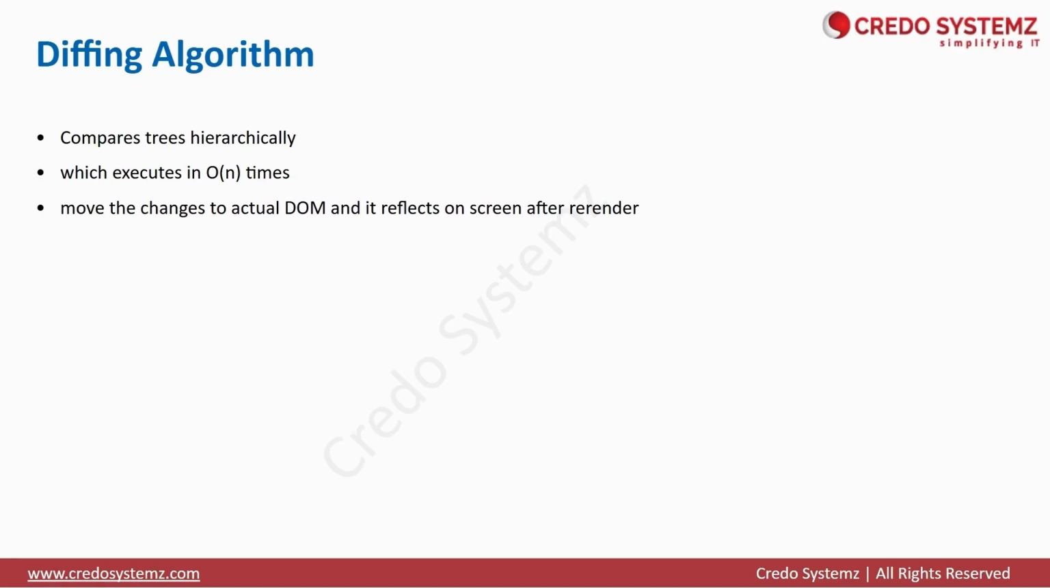Once that comparison happens, the changes are applied to the actual DOM as a batch update, and then the re-render happens on the browser side, and the screen reflects the changes. And that's what the diffing algorithm is, and that's how it works.